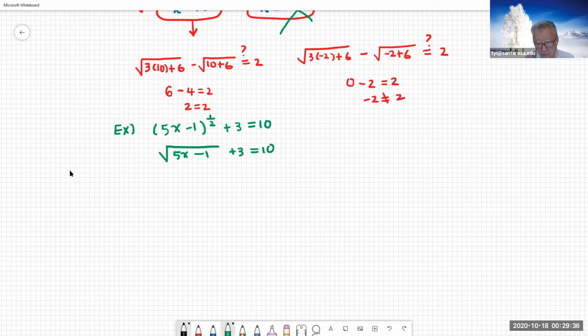So just the regular way, subtract 3 from both sides. So then you got what? 5x minus 1 equals 7. Now we're going to square both sides.